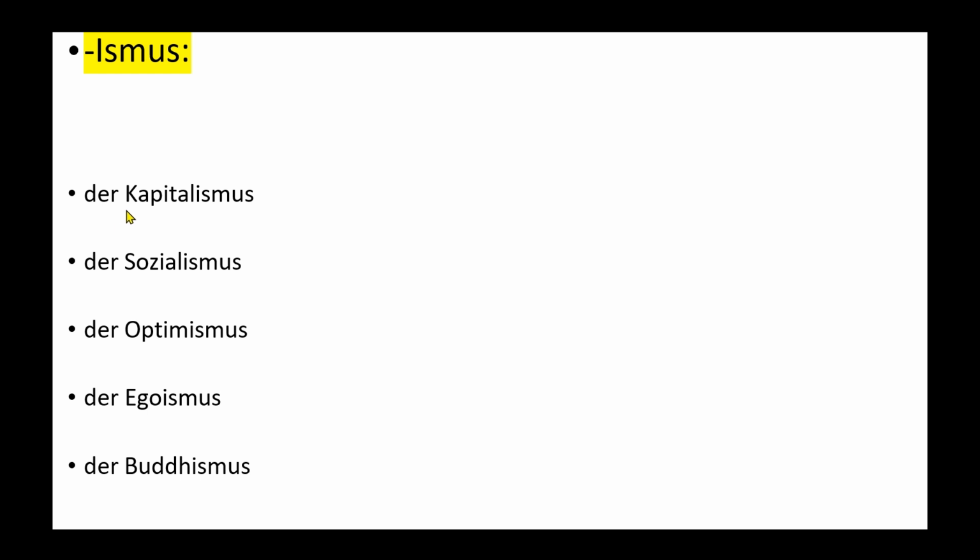-ismus, like der Kapitalismus, der Sozialismus, der Optimismus, der Egoismus, der Buddhismus. Kapitalismus is capitalism, Sozialismus is socialism, Optimismus is optimism, Egoismus is egoism, Buddhismus is Buddhism. These do not have any exceptions. So any word ending with -ismus falls under the male article category, der. So moving on to the next slide.